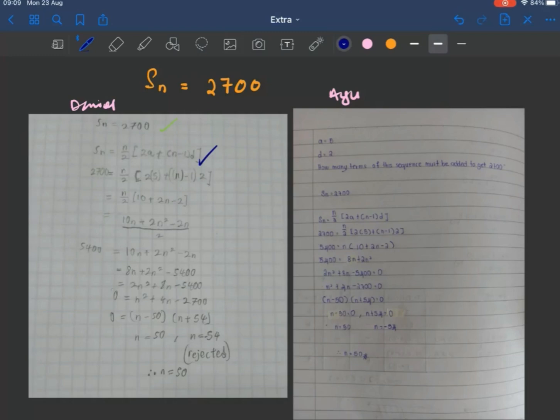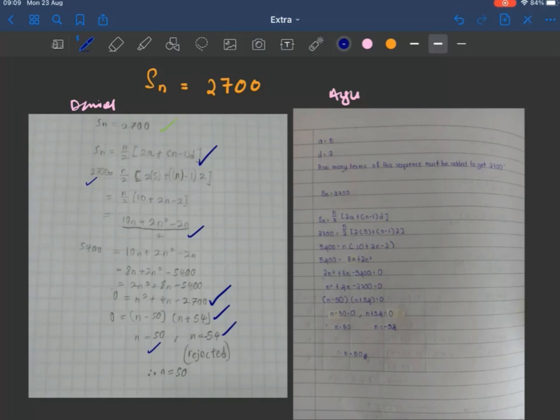Okay, and then we just solve it. We have SN equals 2700 and then just rearrange, and you will get a quadratic equation. Here we will get n square plus 4n minus 2700 equals 0, and then we factorize. So there are two answers: n equals 50, n equals negative 54.